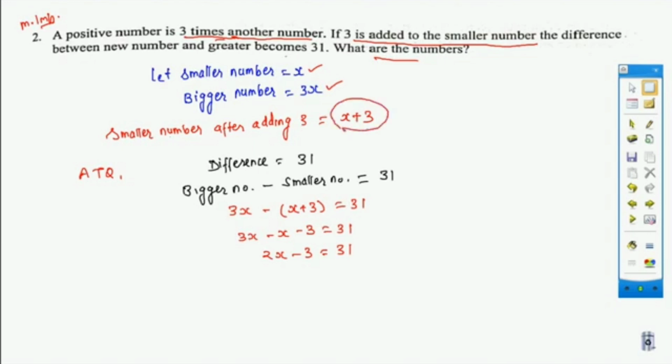The question is: a positive number is 3 times another number. If 3 is added to the smaller number, the difference between the new number and the greater becomes 31. What are the numbers?